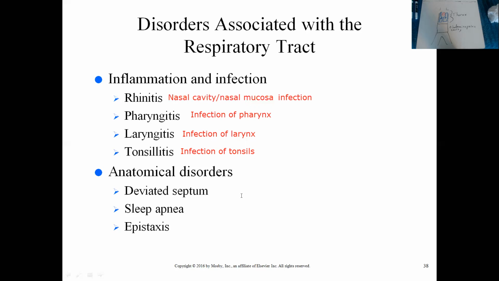Some other disorders that aren't infections, deviated septum. Now remember, the septum is the part of your nose dividing it into left and right nostrils. So deviated septum, the nose septum is positioned too far right or left. And this will obstruct one of the nostrils.